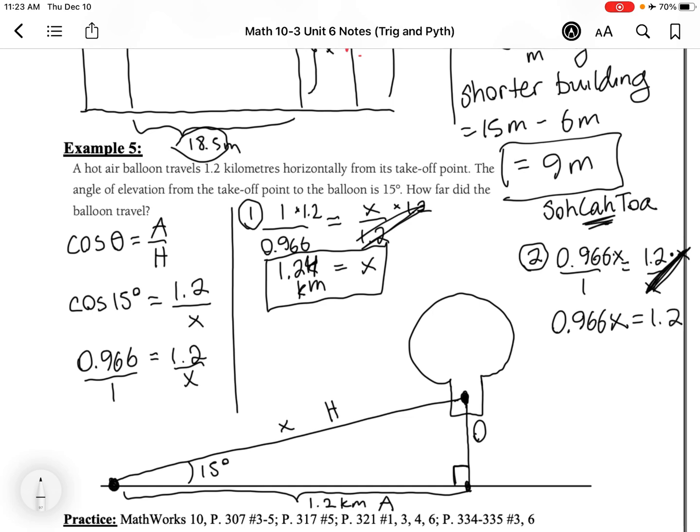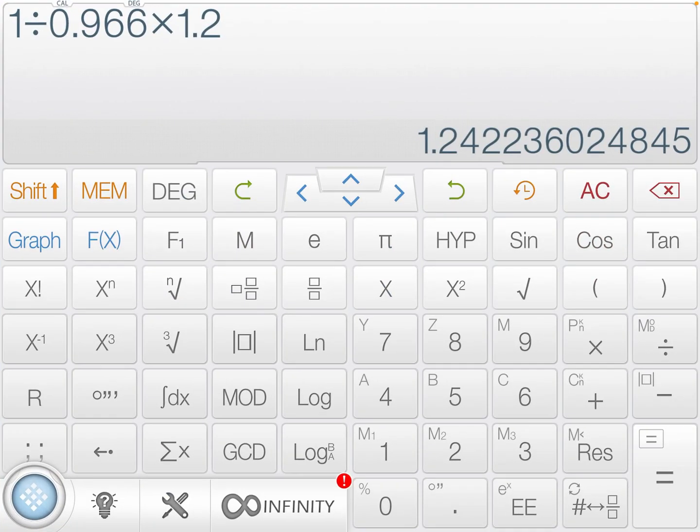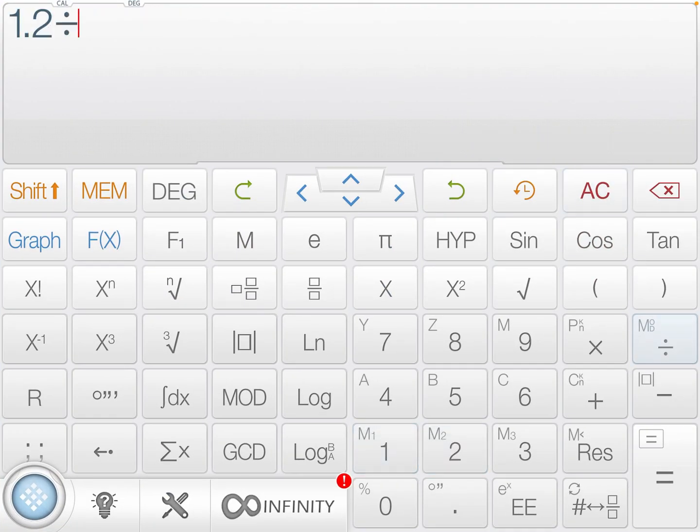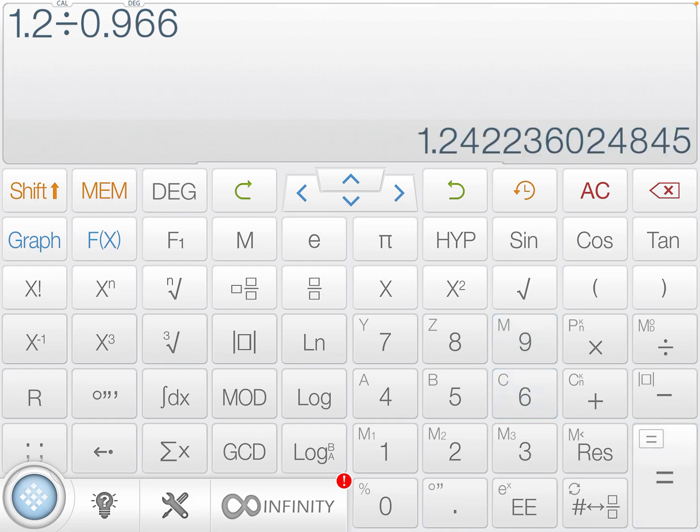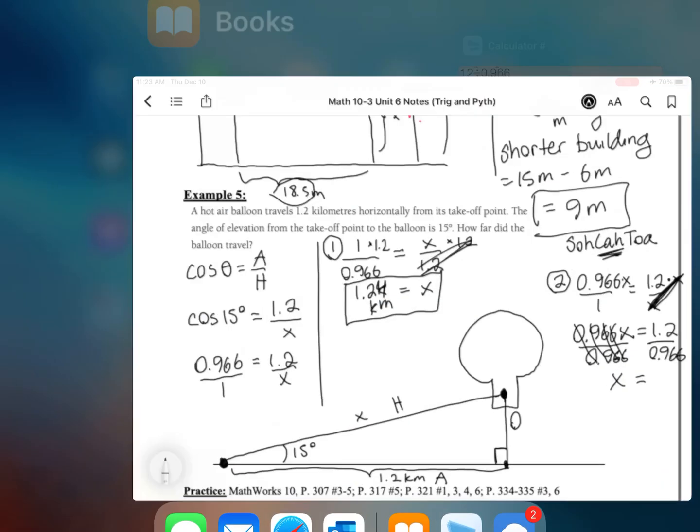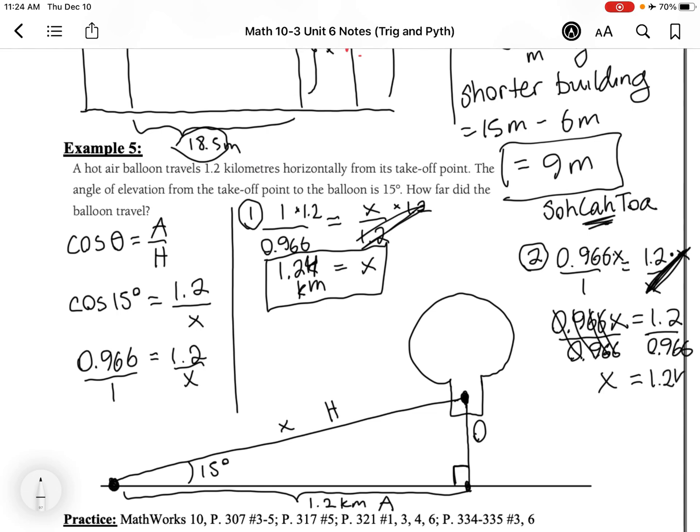So what I'm left with on the left is 0.966x equals 1.2. Okay, now to isolate x, well, what I'm doing to x is I'm multiplying it by 0.966. So to undo that, I need to divide by 0.966. Okay, and then these cancel. And then again, if you put that into your calculator, 1.2 divided by 0.966, you're going to get exactly the same thing. Okay, so whichever strategy you want to use to solve it is fine.